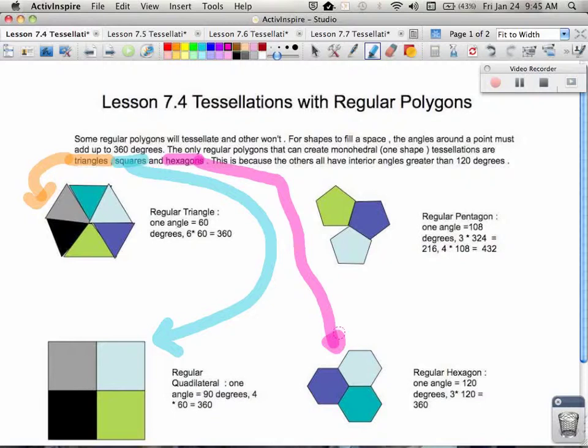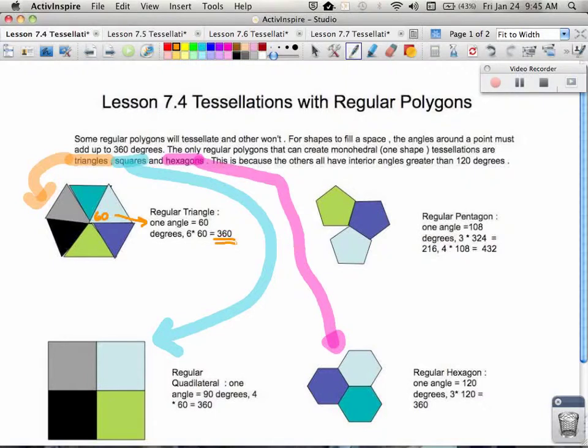Now the reason for that is, if I look at the triangles, for example, each of these degree measurements is 60 degrees. And so if I say one angle is 60 degrees, and I have 6 of those, then I get a total of 360.